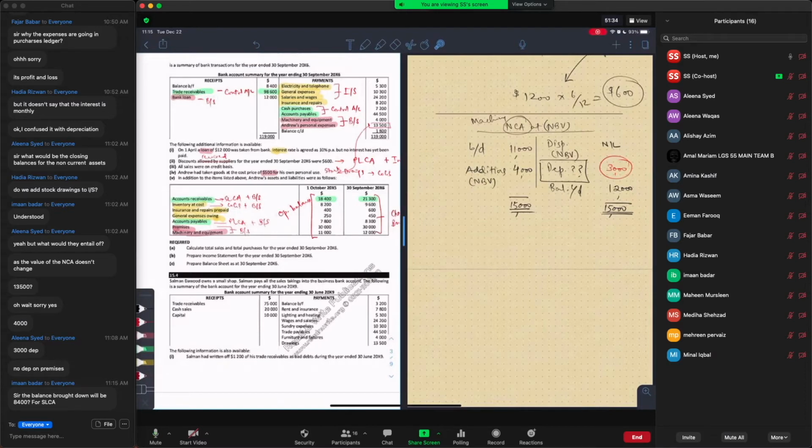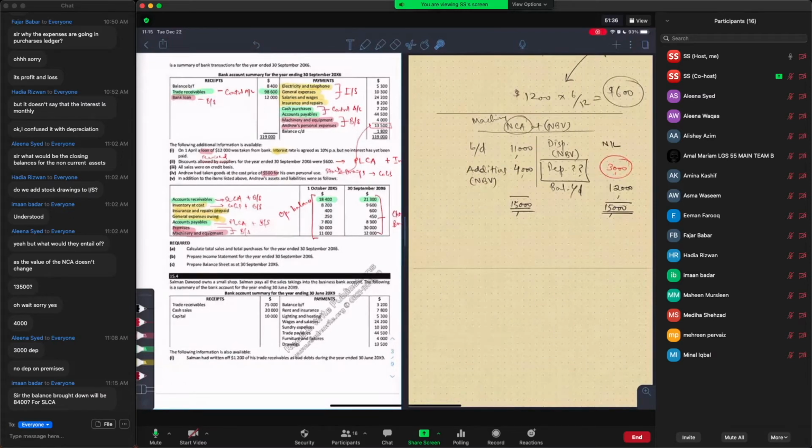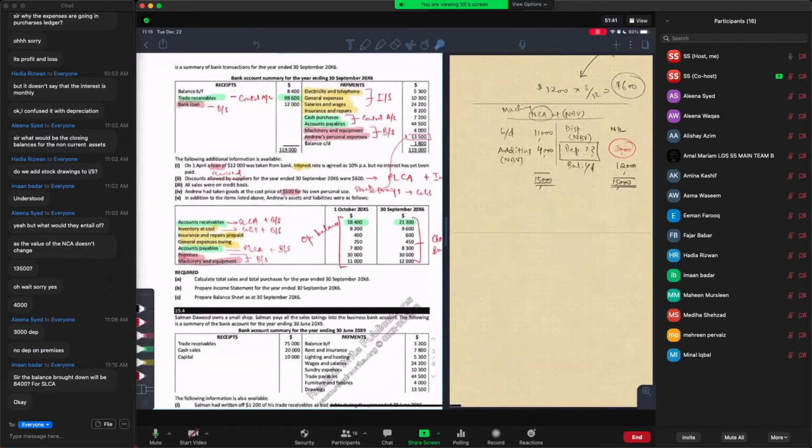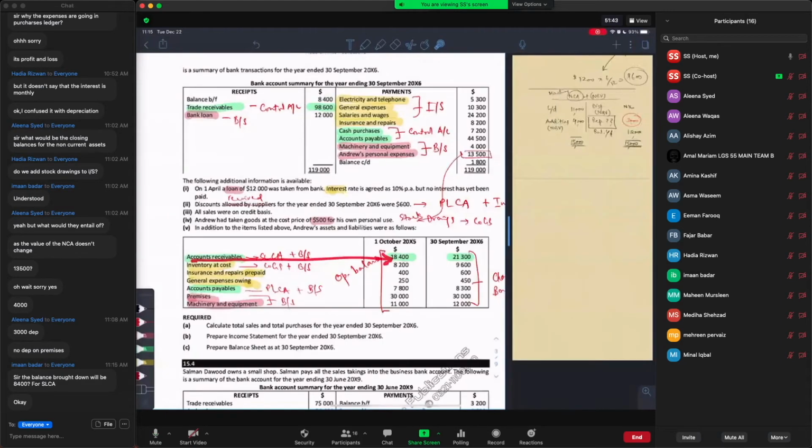This sales ledger control account is about trade receivables. So this is where the trade receivables are given, or you can see on the screen. That's the balance brought down, right? This 8,400 here is the opening balance of the bank.